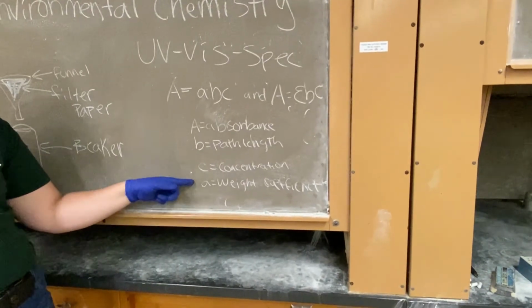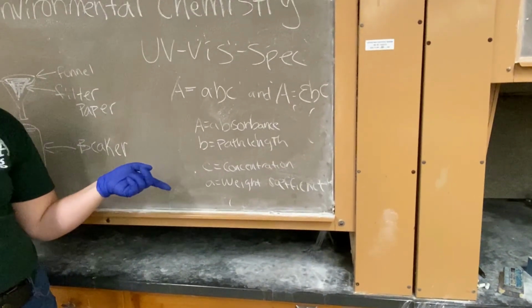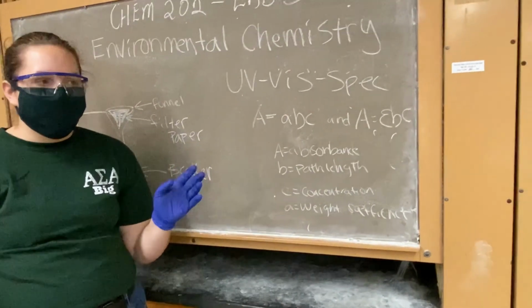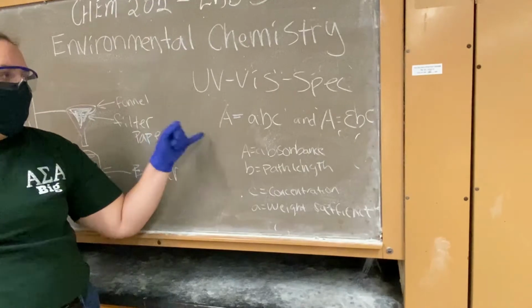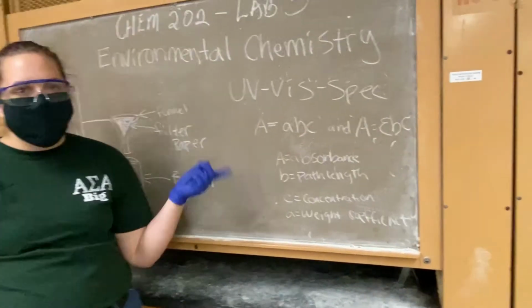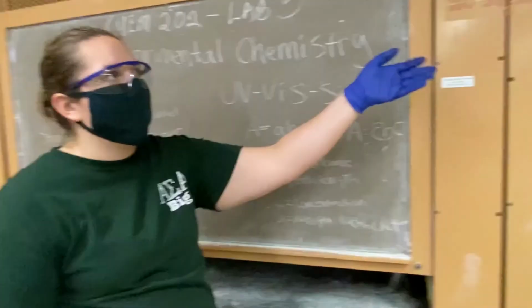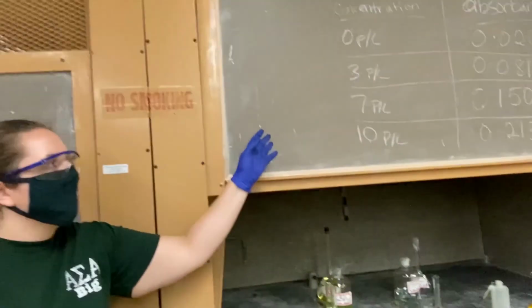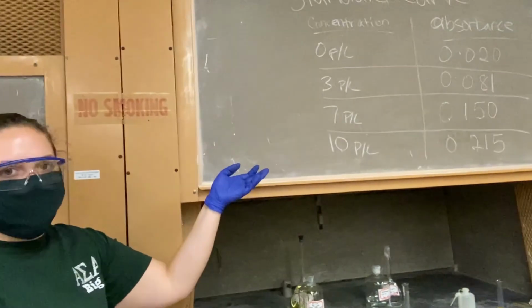And then ε is the molar absorptivity coefficient. That should be given in your lab reports and your procedures. And then you'll use that to figure out what your unknown concentration is, and then you'll also have these concentrations and absorbances. You'll put this into a graph to make a standard curve.